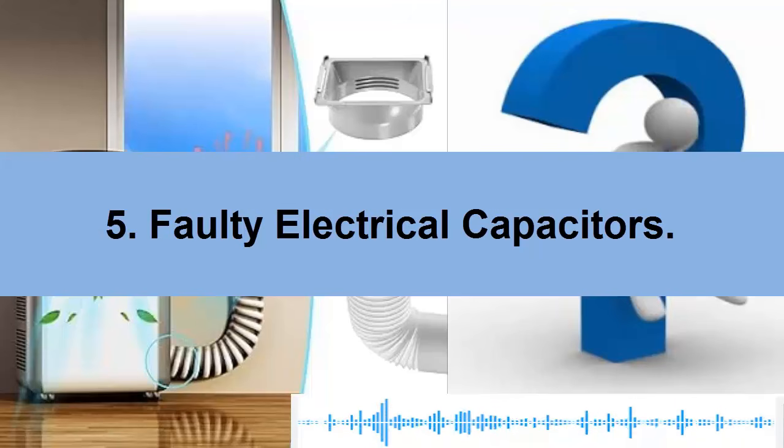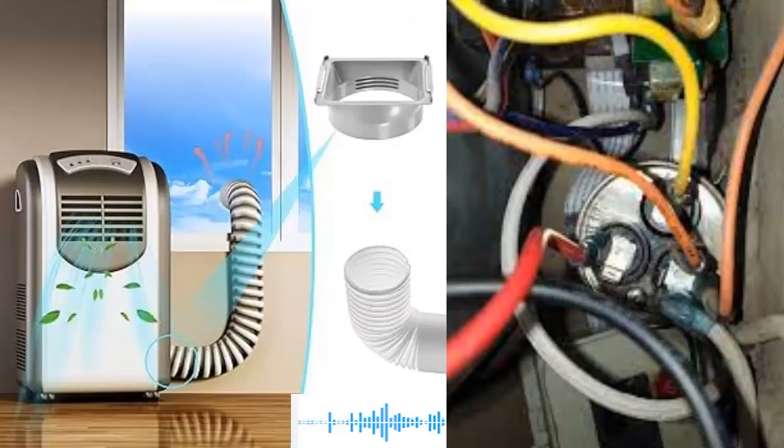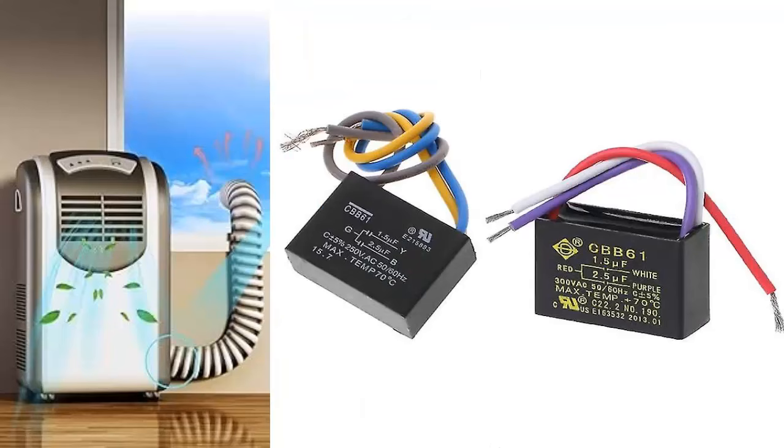Issue number 5. Faulty electrical capacitors. If the compressor capacitor is in poor condition, the compressor cannot start, and the cooling cycle won't initiate. If the electrical capacitor for the condenser fan, where the hot air is expelled, is losing capacity, the fan will rotate more slowly, causing the condenser to heat up and the cooling cycle to shut off, leaving the system in fan mode until the pressures decrease. Replace the capacitors with identical ones and check if the issue persists.